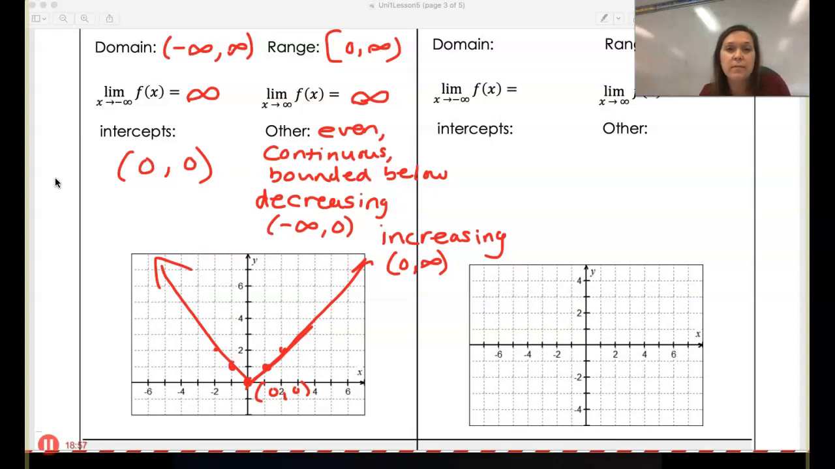Not concave, so we don't have to do that. Concave up or concave down. It doesn't have a U to it.